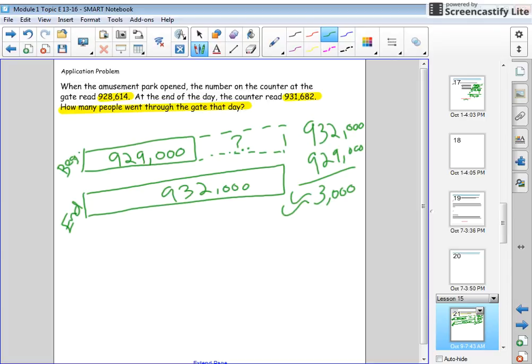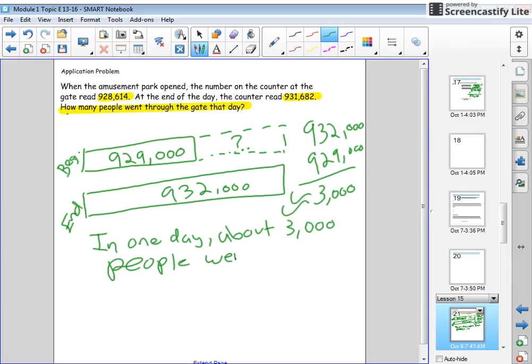So the question says, how many people went through the gate that day? In one day, about 3,000 people went through the gate. You go ahead now and solve for the actual, and you could submit your answer on the Google form.